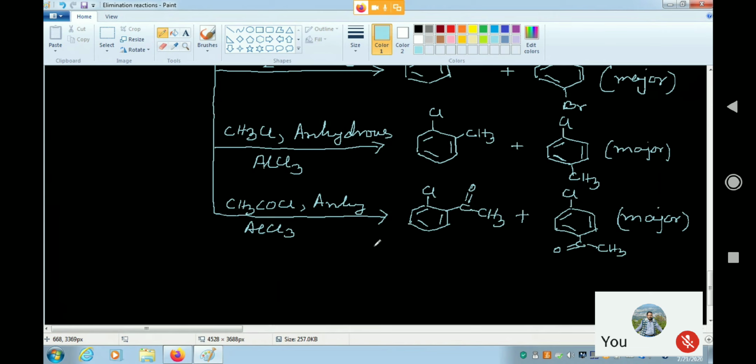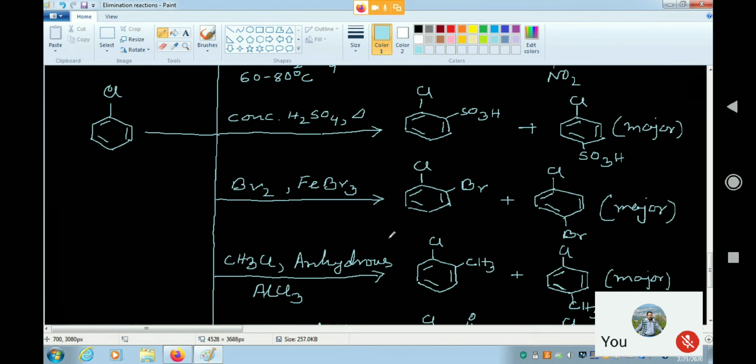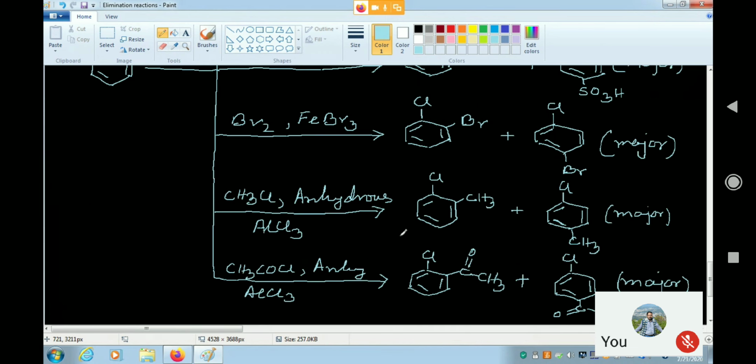So in this way, we can carry out different electrophilic substitution reactions for halobenzene that give rise to this kind of products. Those can be used for synthesis of different compounds.